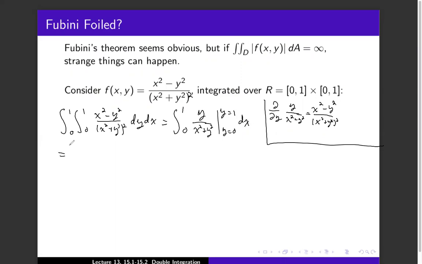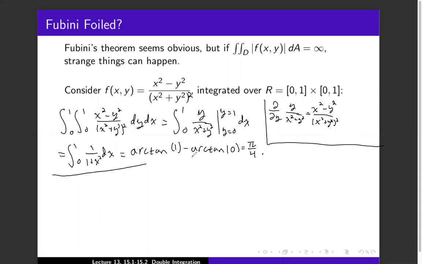In other words, that's the integral from 0 to 1 of 1 over 1 plus x squared dx. Well, that's just arctan, right? That's going to be arctan of 1 minus arctan of 0. But that's just pi over 4. And so in that direction, the integral becomes pi over 4.